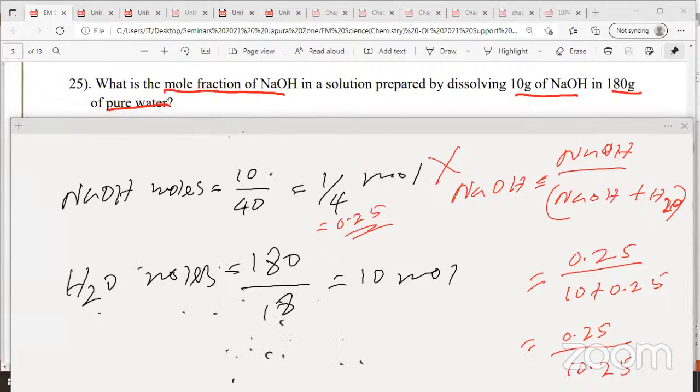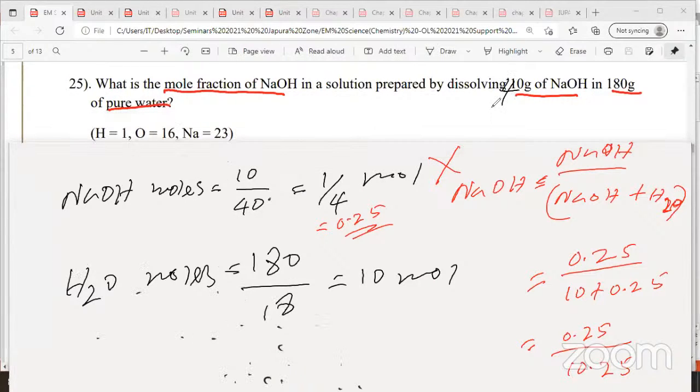I'll check the single medium paper. I think this should most probably be 40 grams. Otherwise there was no answer. We'll make it 40 grams of NaOH, then you get 1 mole. Then 1/10 you get 1/11. Can you make a small correction there? Make this 40 grams, then it's easy. Otherwise you will not get the answer. The printing mistake must be there, so please make NaOH 40 grams. Then here it will be 1 mole. So NaOH I'll get 1 mole.